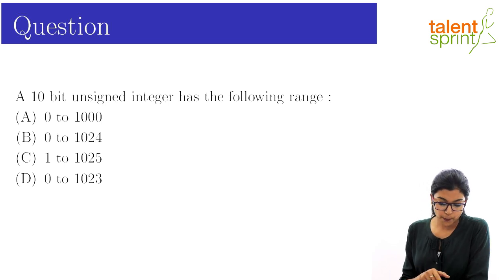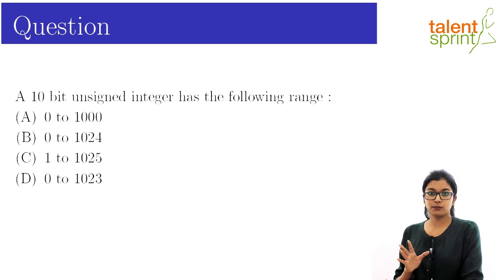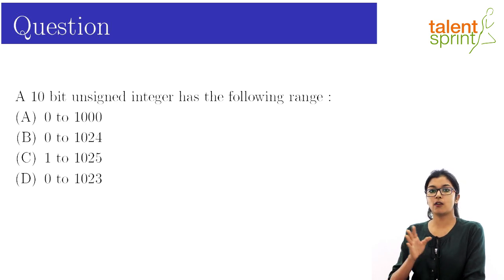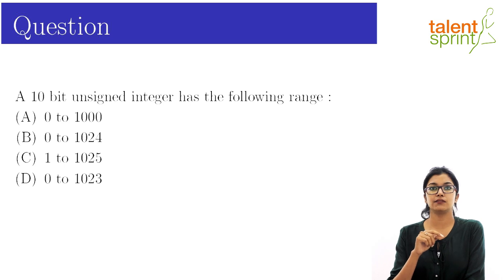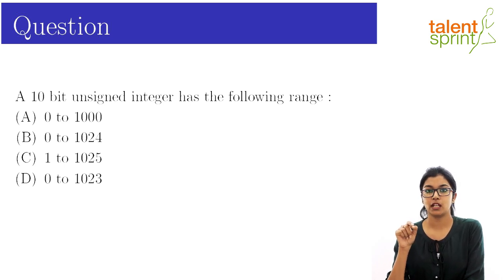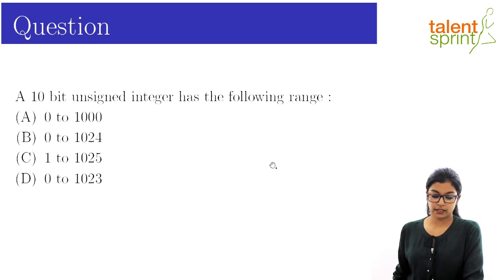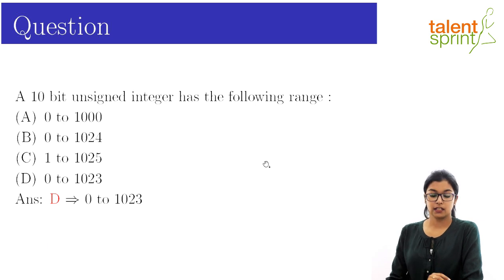So in place of n, simply put 10 and calculate what the last value would be. These options are fairly confusing because 1024, 1025, 1023 are all in the same vicinity, so your calculation needs to be perfect. 2 to the power 10 gives you 1024. Now minus 1 gives you 1023. So the correct answer here is D, 0 to 1023. If you had been asked how many different combinations can be made, then the answer would have been 1024, 2 to the power k.